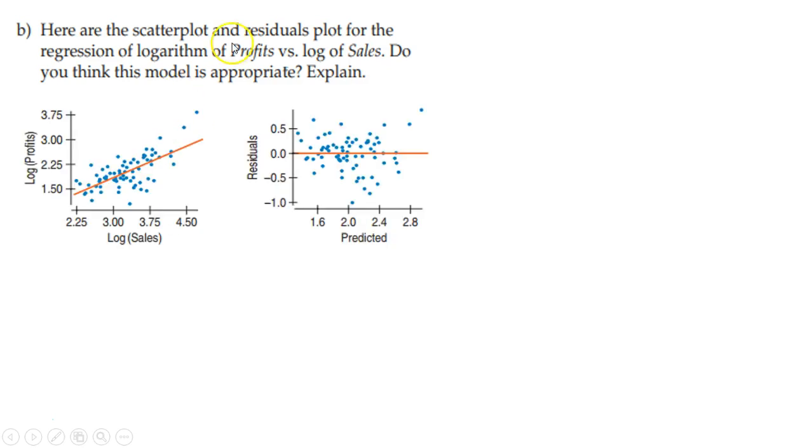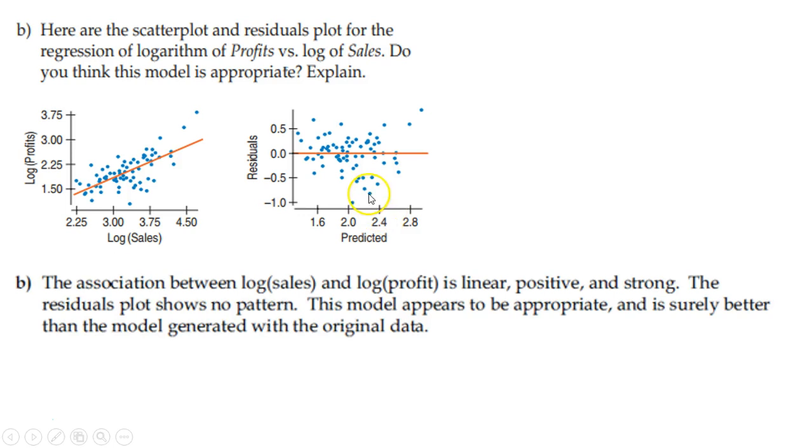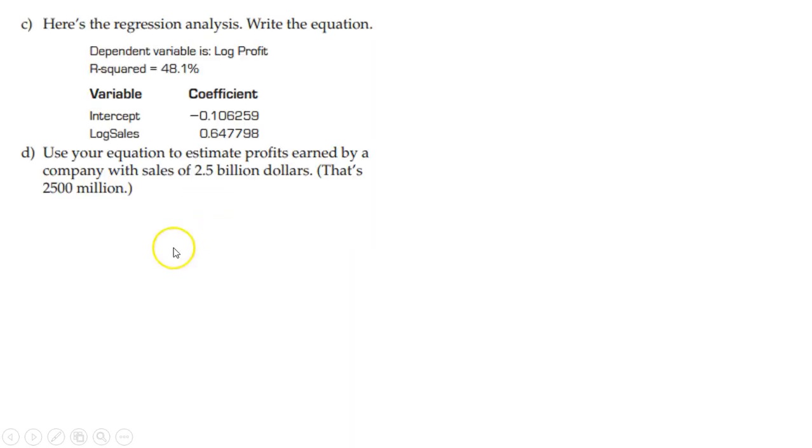And here are the scatter plots of the residual plots for the regressions of the log. And then that is the predicted one, so it kind of is looking positive when I log them both. I'm not seeing much of a pattern, so do you think this model is appropriate? Looking at it, I think that there is a linear positive and strong association, and the residual plot shows no pattern, so I'm thinking it's pretty good. I'd have to look at the R squared to see if one's better than the other, but the point is it's looking like a good model to me.